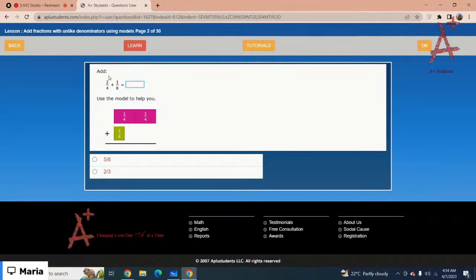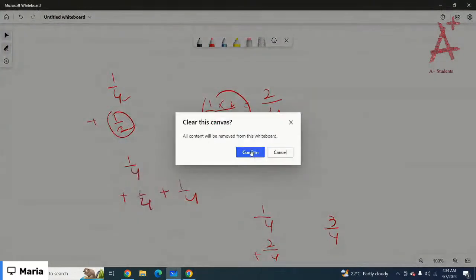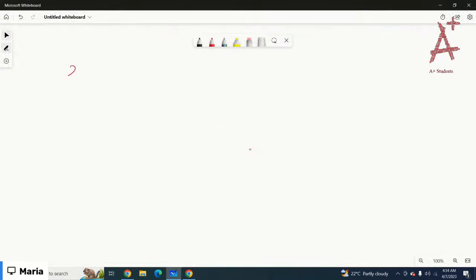Okay, the next example is 2 over 4 plus 1 over 8. See, they have again different denominators. Here you have 4 and here you have 8. So you need to make this denominator equal to 8. Got it? So for this, you have to multiply this fraction by 2. 2 times 2 divided by 4 times 2. So it would be 4 over 8. Got it? So just multiply that.